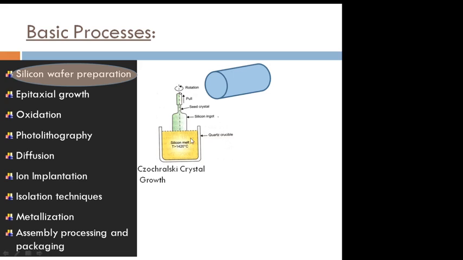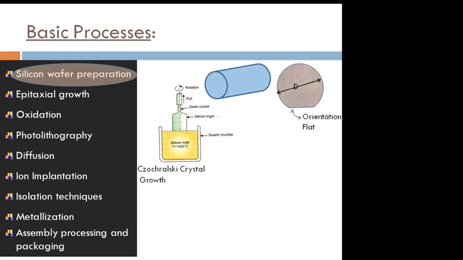Once both the cylinder and crucible rotate in opposite directions, there is also a pulling mechanism, and therefore the molten silicon slowly rises along the silicon cylinder, which is known as the silicon ingot cylinder, and a huge cylinder is formed. Once it is solidified, the removal process takes place.